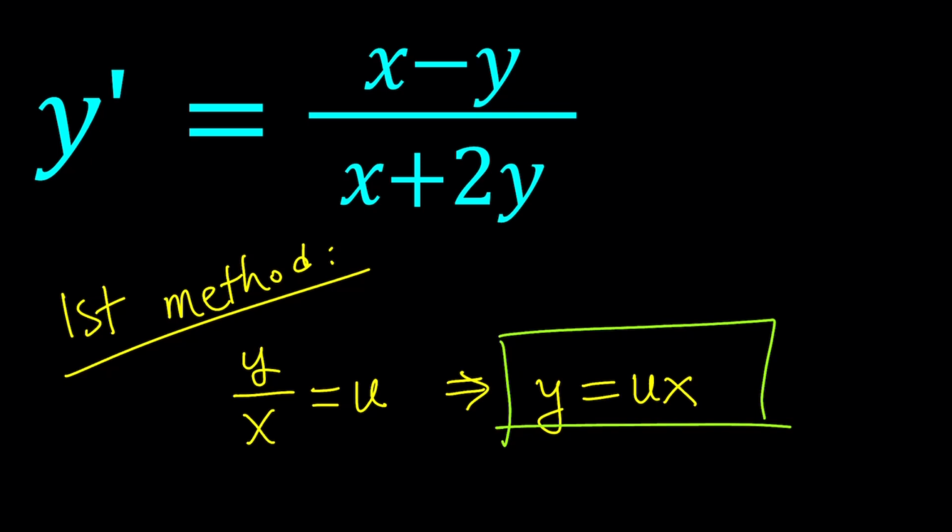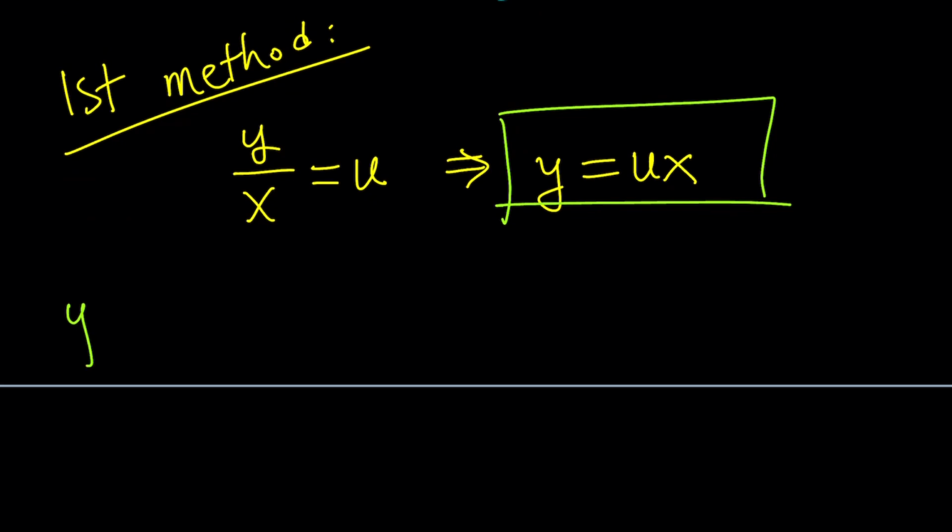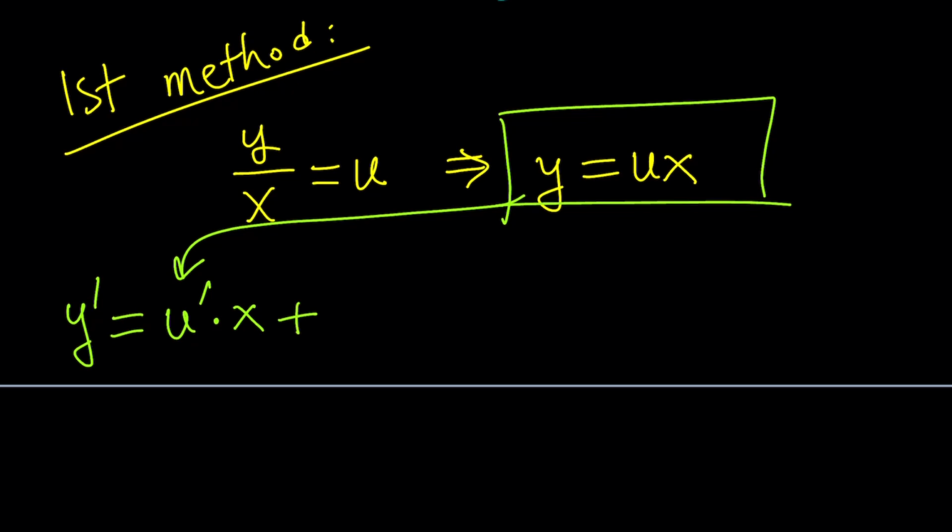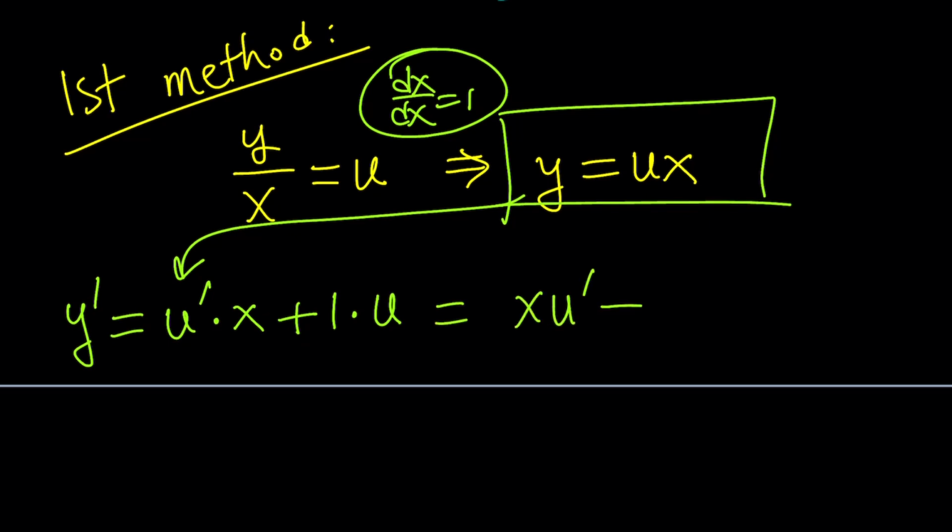But before that, we need to evaluate y prime. Since y is equal to ux, and they're both functions of x, we need to differentiate this product with respect to x. To differentiate a product, you need to remember the product rule: the derivative of the first function, which is u prime, multiplied by the second function, plus the derivative of the second function, which is the derivative of x. In this case, that will be 1, because dx over dx is 1, right? The derivative of x with respect to x, times the first function u. So this is the same thing as x u prime plus u.